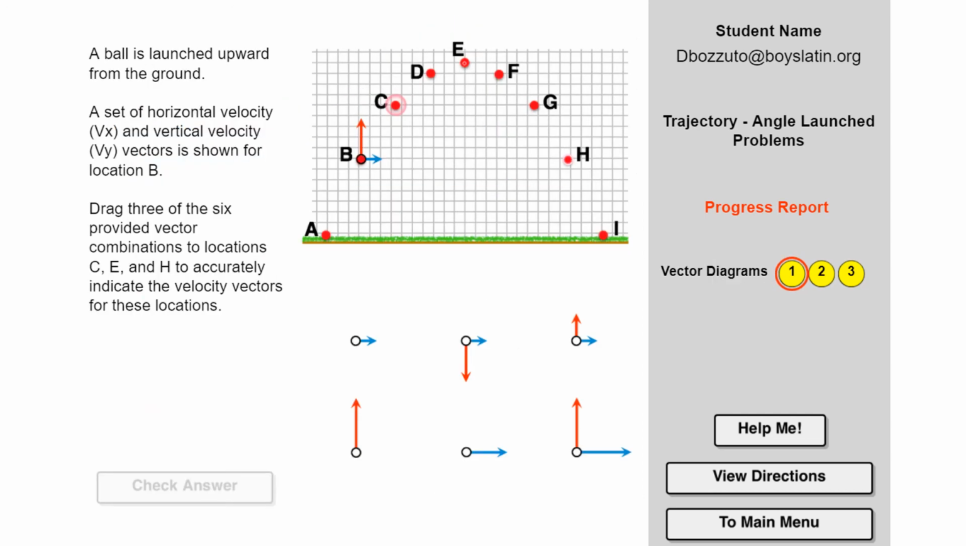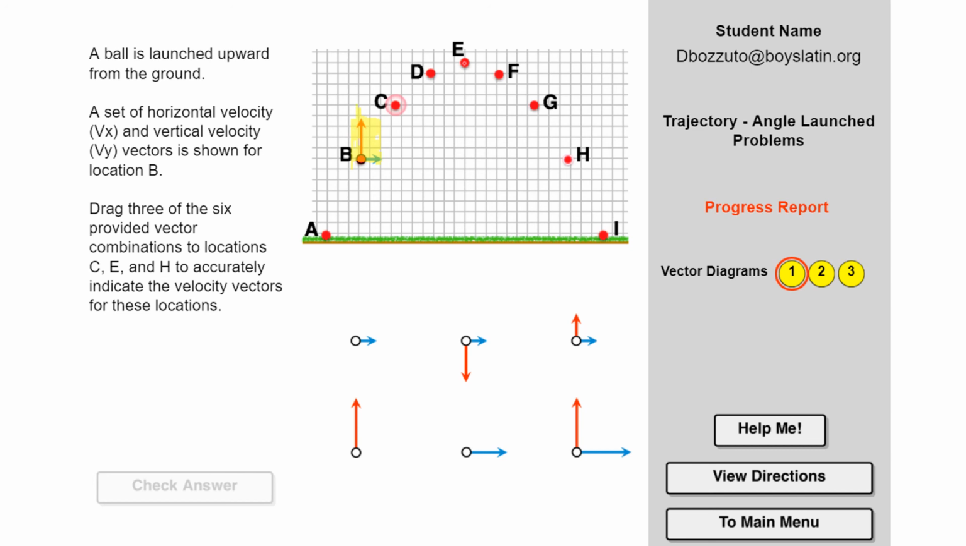This one is having you drag and drop the appropriate vectors at each spot. There's no numbers here. You could figure out the numbers if you wanted to, but there are no numbers here. And what it's going to do is, as you can see, it gives you this one little spot. So you know that your arrows have to be relative to that.